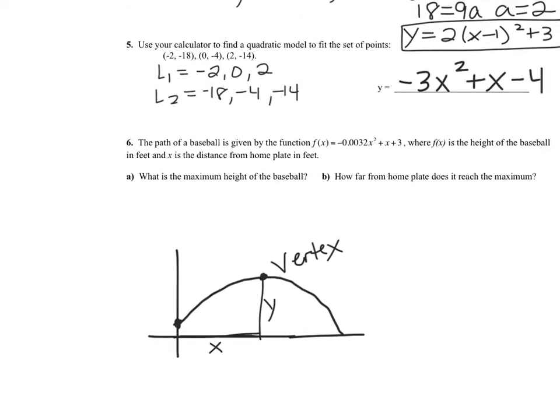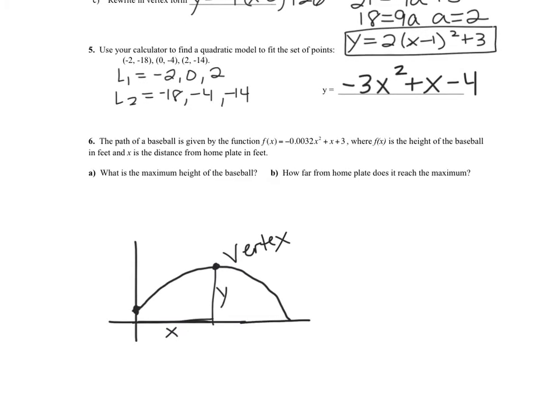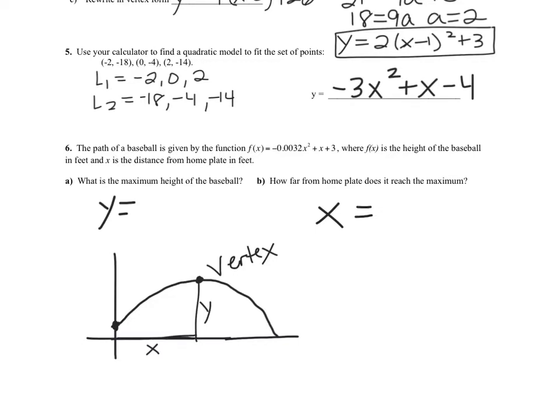So here we go. By the way, these are kind of switched on this paper. How far from home plate, that's the x. And then the maximum height is y. So you actually have to find part B first in order to find part A. So just to be aware. All right, so x equals -b over 2 times a, so -1 over 2 times -0.0032. Okay, so let's go ahead and plug that in.